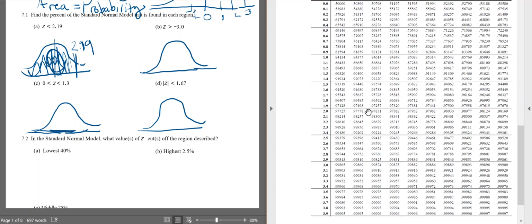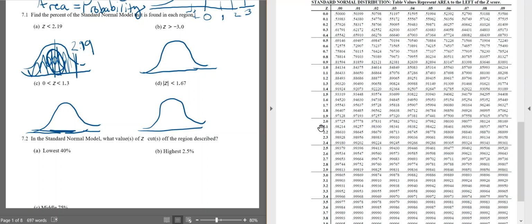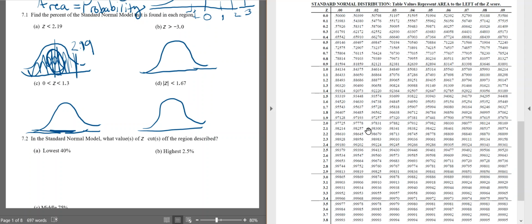Where are the positive ones? Because I need 2.1. So here's 2.1, so I know it's in this row, and then I need 9 as my last decimal place. So 2.1 and then 9. It starts at 0, 1, 2, 3, 4, 5, 6, 7, 8, 9, so it's the last column. So 2.1, go to the last one, 9. So here's my value that this area would be.